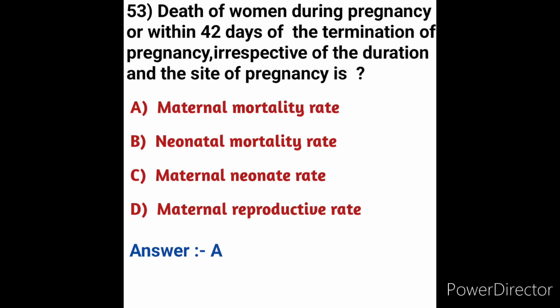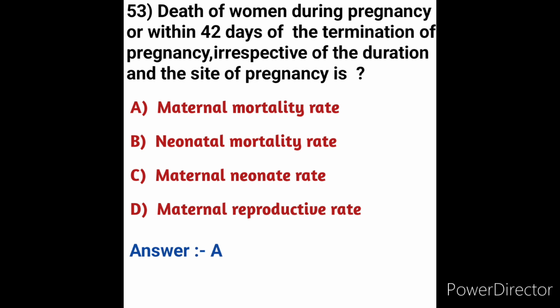Here, death of a woman during pregnancy or within 42 days of termination of pregnancy is called the maternal mortality rate, MMR. The annual number of female deaths from any cause related to pregnancy or during childbirth within 42 days of termination of pregnancy is called the maternal mortality rate, MMR. The ratio is the number of maternal deaths divided by the number of live births, into 1 lakh.